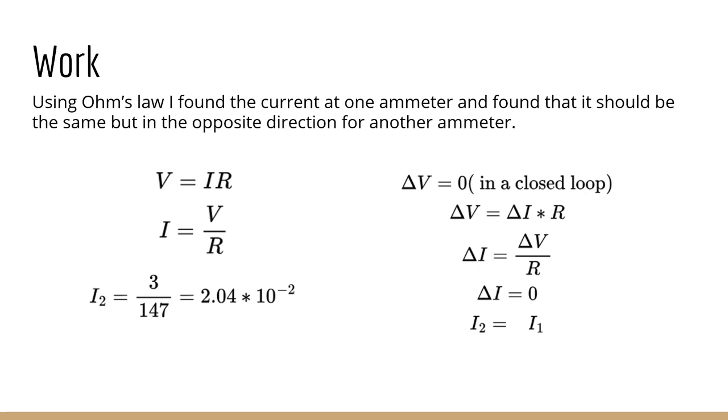And because of the node rule, we know the current in equals the current out. So at any point, the current should be relatively consistent considering we only have a single circuit in which everything is in series. So I2 should be around I1.